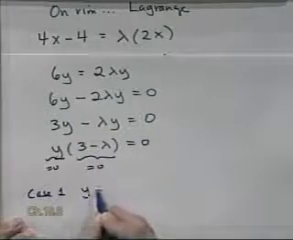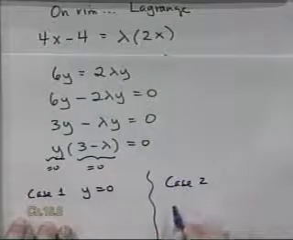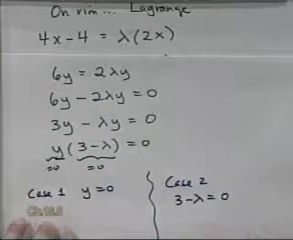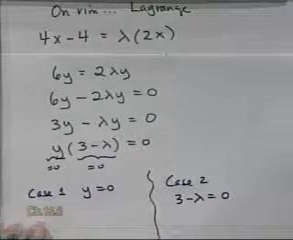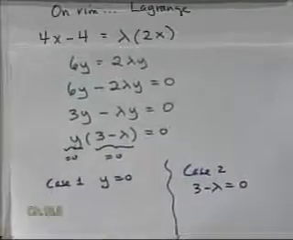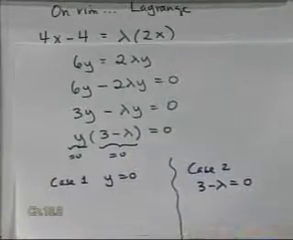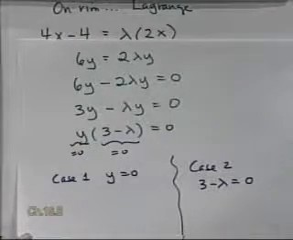Case 1 is y equals 0. Case 2, 3 minus lambda is 0. Now never worry if you throw in an extra guy to be considered as a candidate for max-mins. If you throw in an extra guy, in the end you're evaluating your function at each of those values. So if you threw in an extra guy, he's not going to be the max or the min anyway. He's just going to get thrown out.